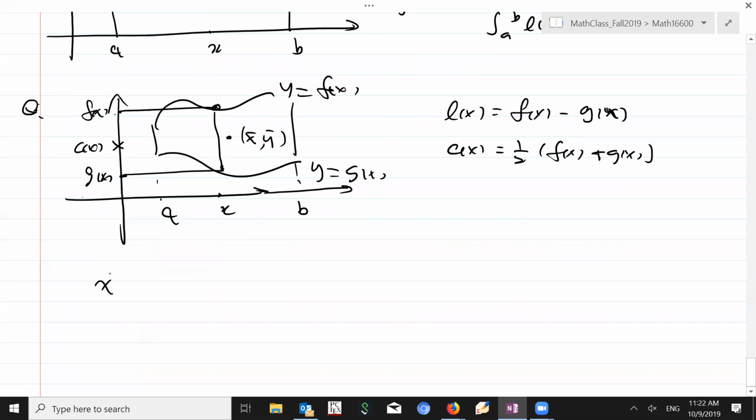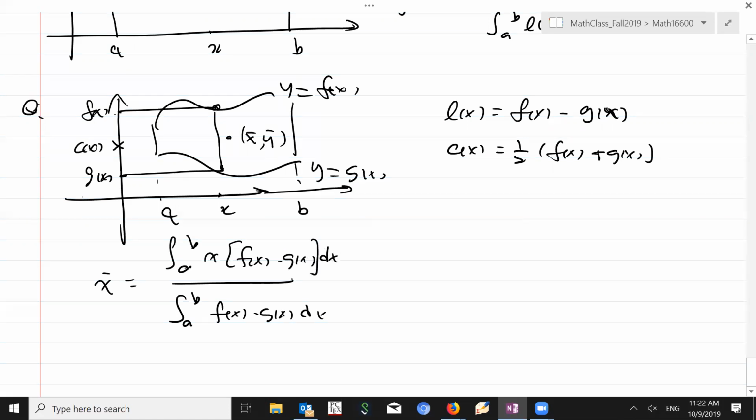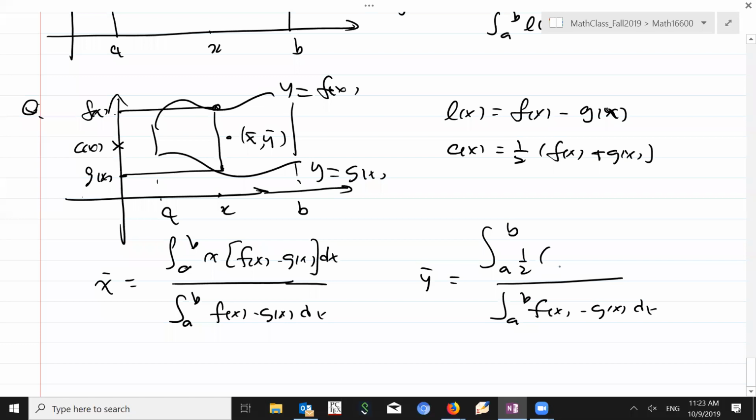So x bar is going to be the integral from a to b of f of x minus g of x, dx. And here you have to put f of x minus g of x, dx, right? And the y bar is a little bit tricky here. The product of these two is f minus g times f plus g. So it will be f squared minus g squared. That's why when you see a formula like that, you will go, okay, f squared minus g squared. This is how the formula comes from.